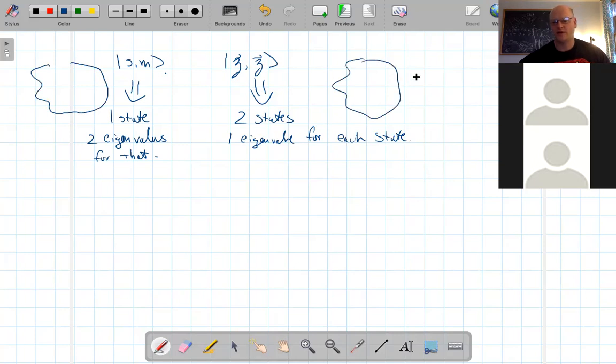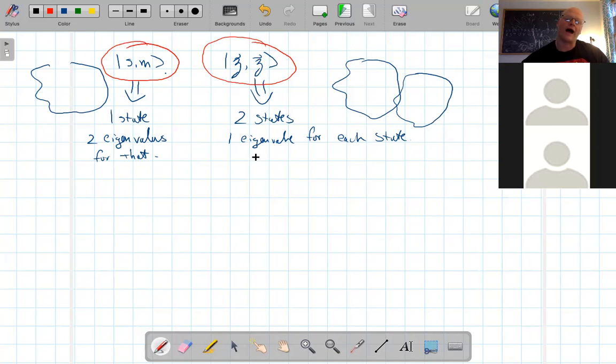This one is 2 Hilbert spaces pasted on top of each other. So even though this notation looks very similar to this notation, don't be confused that they're telling you the same thing. Because this is now just saying I have 1 state in 1 Hilbert space described by 2 eigenvalues, where this one is saying I have 2 states in 2 different Hilbert spaces described by, in this case, technically 4 eigenvalues, right?